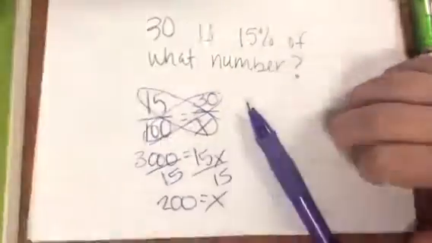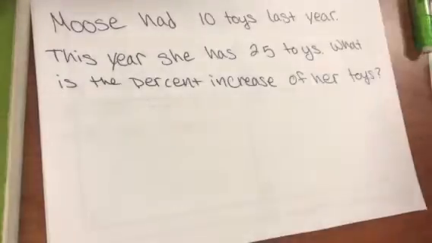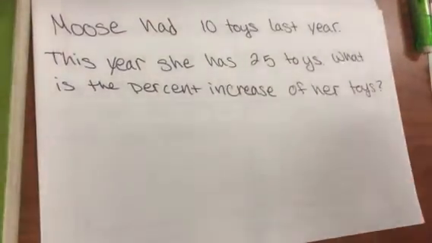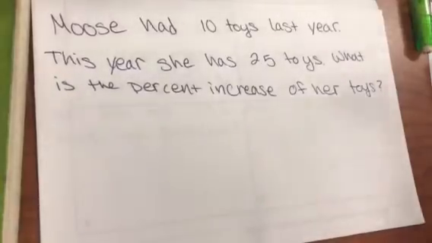Moving on. Okay. Oh, yeah, I get the Moose question. Moose had 10 toys last year. This year, she has 25 toys. What is the percent increase of her toys? Oh no, that's a good thing. She increased toys. Oh, I thought you took her toys away. No, she's kind of spoiled.